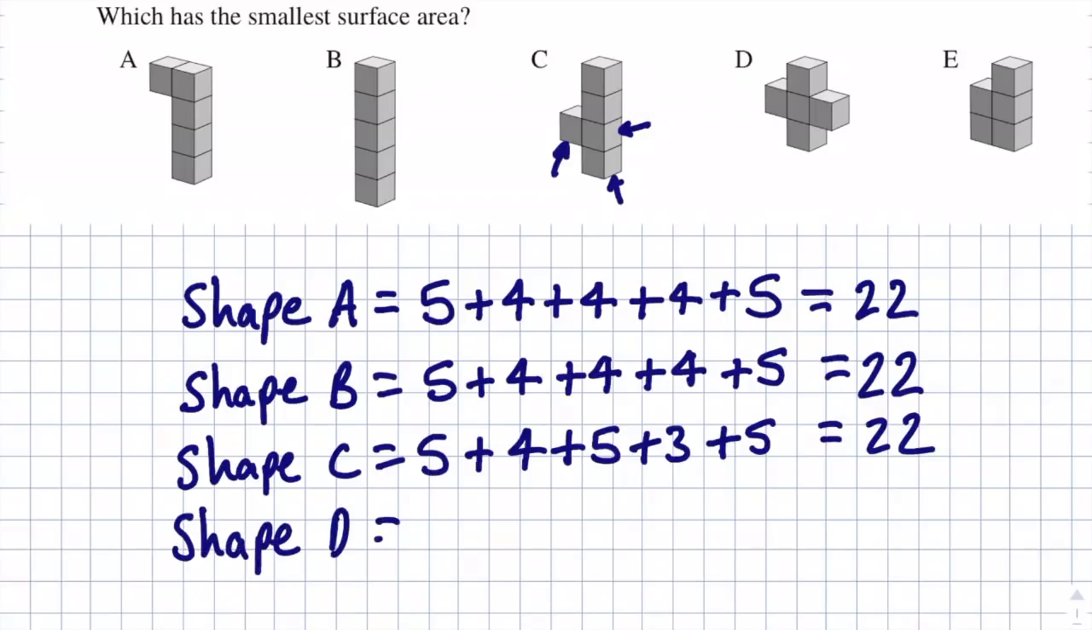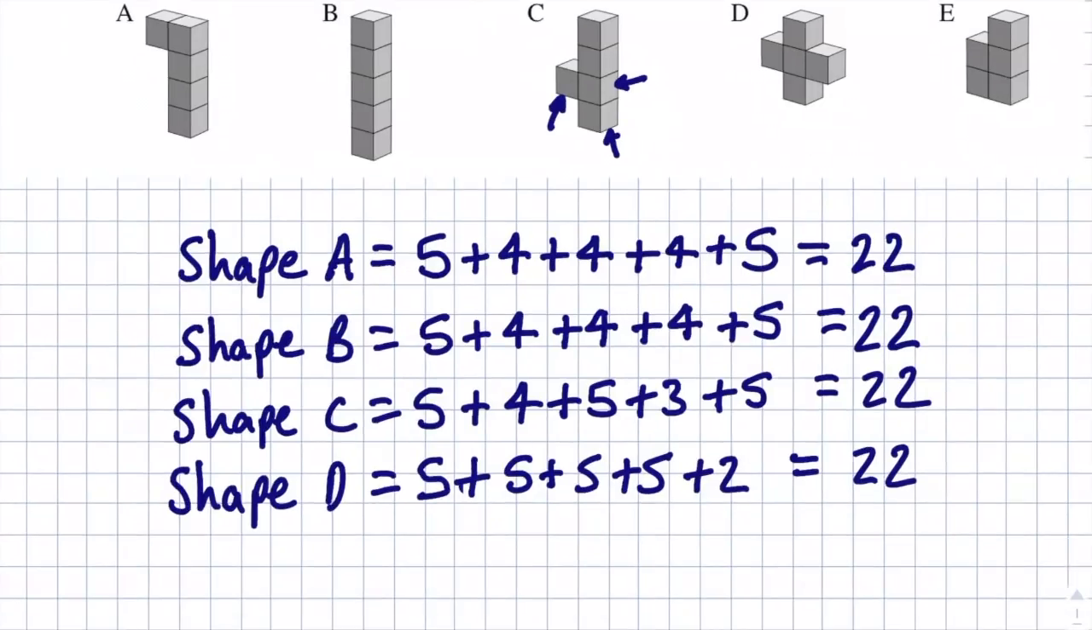And then we've got shape D. First cube has 5 faces. All of the cubes on the outside of shape D have 5 faces, so I can do 5 plus 5 plus 5 plus 5. And then the one in the centre only has 2 faces. So that also gives us an answer of 22. So we're hoping that the final shape, shape E, has the smallest number of faces because they all have the same number of faces.